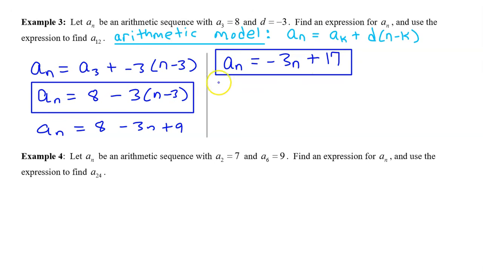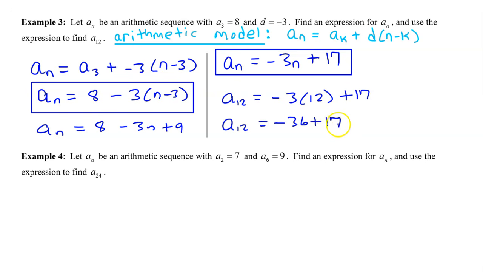Now let's find a_12. So a_12, and I think I'll use our last expression. a_12 will equal negative 3 times 12 plus 17. So a_12 will equal negative 36 plus 17. So a_12 is negative 19.